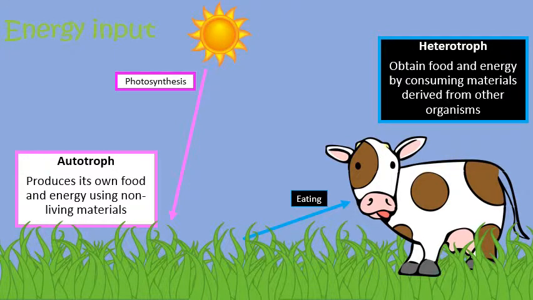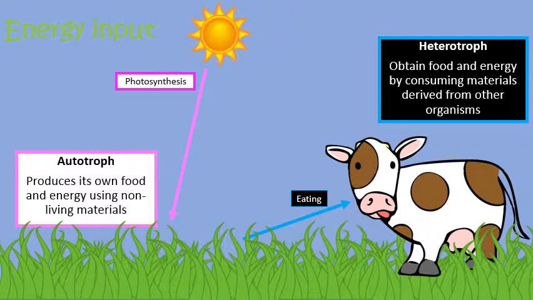Living things require energy to be able to survive and maintain life processes. Living things are classified as either autotrophs or heterotrophs, and this depends on how they source their energy. Autotrophs produce their own food and energy using non-living materials. They do this through the process of photosynthesis.